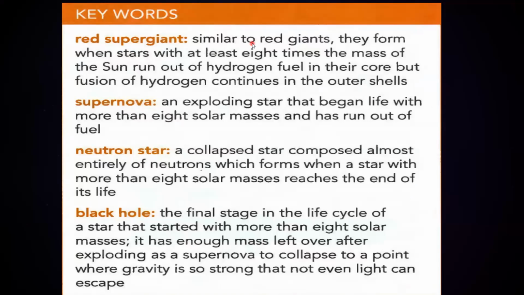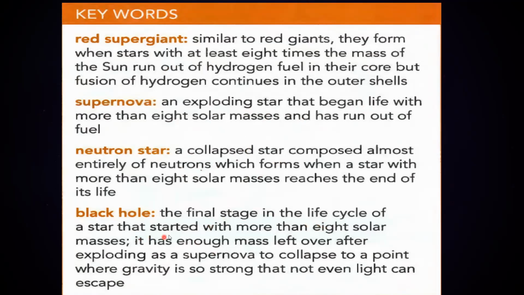The red supergiant is similar to a red giant, but it is formed from a massive star. They form when stars have at least 8 times the mass of the sun. A supernova is basically an exploding star that begins its life with more than 8 solar masses and runs out of fuel, so it cannot undergo fusion. Neutron stars are composed only of neutrons.